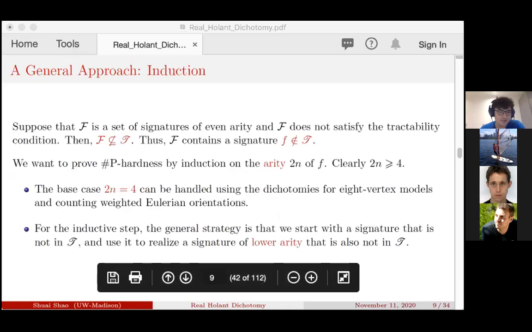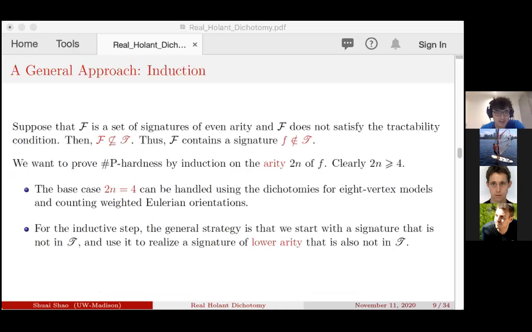Now, in this talk, we focus on the inductive step. The general strategy is that we start with a signature that is not in T, that is not a tensor product of binary or unary signatures. And we want to use it to realize a signature of lower arity that is still not in T. If this can be done, then by sequential reductions, we can eventually realize a signature of arity 4 that is not in T. Then we are done by the base case. This induction is actually a standard approach to prove dichotomy for Holant problems. Since we want to achieve a dichotomy, we need to classify signatures of arbitrary large arity, so we need to use induction to reduce the arity to some finite base cases.